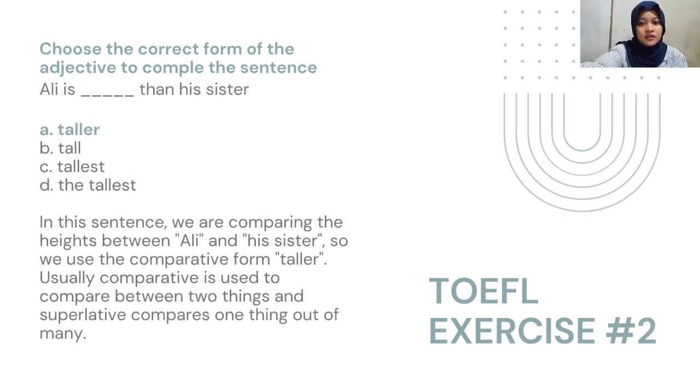Another example, Ali is blank than his sister. The answer is A. Taller. In this sentence, we are comparing the height between Ali and his sister. So we use the comparative form taller. Usually, comparative is used to compare between two things, and superlative compares one thing out of many. So that's why the answer is A.